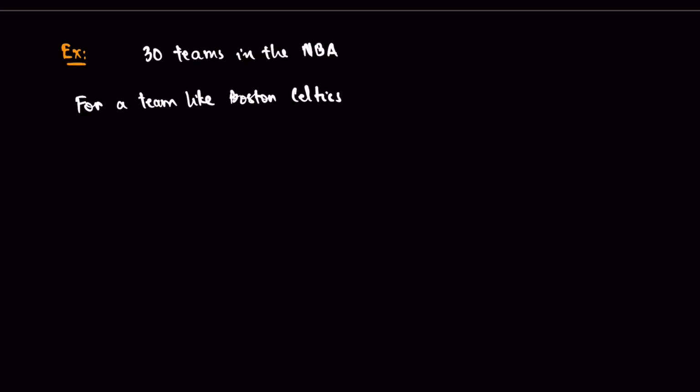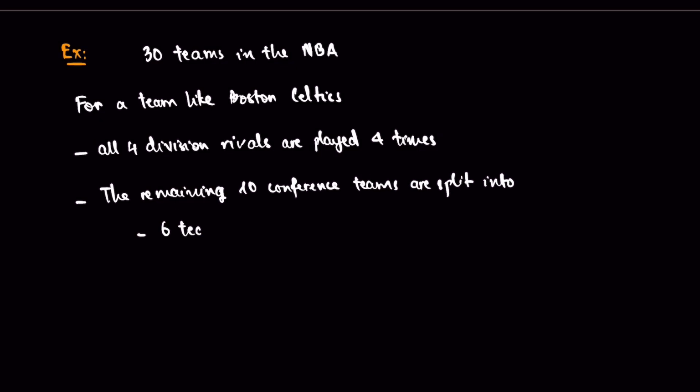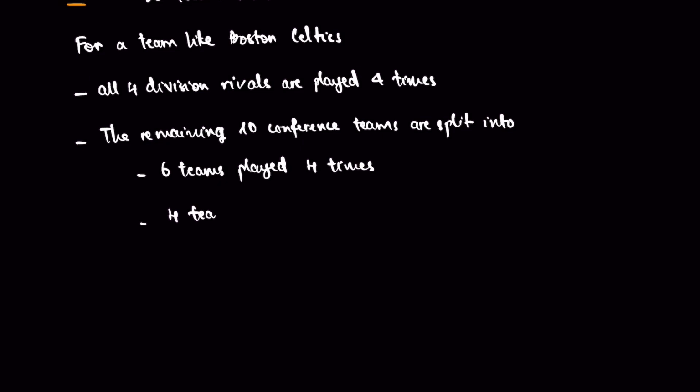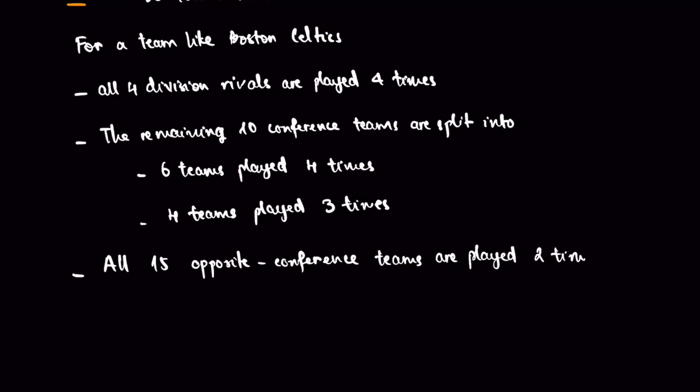For a team like the Boston Celtics, all four division rivals are played 4 times. The remaining 10 conference teams in the Eastern Conference are split into 6 teams played 4 times and 4 teams played 3 times. The choice of 6 teams and 4 teams very much depends on the schedule rotation, competitive balance, travel considerations, and a few other things. And all 15 opposite conference teams, which are in the Western Conference, are played 2 times. Based on these categories, we can build up the schedule that leads to the Boston Celtics playing 82 regular season games per season.